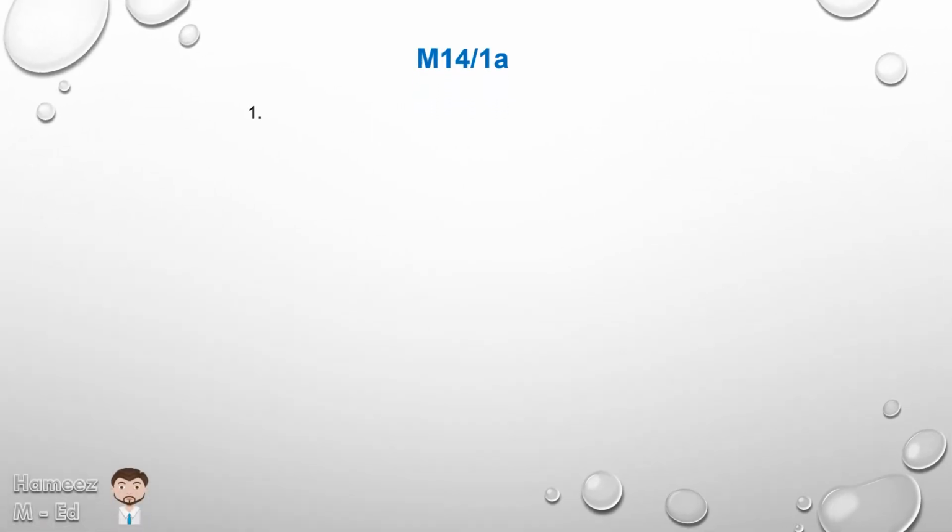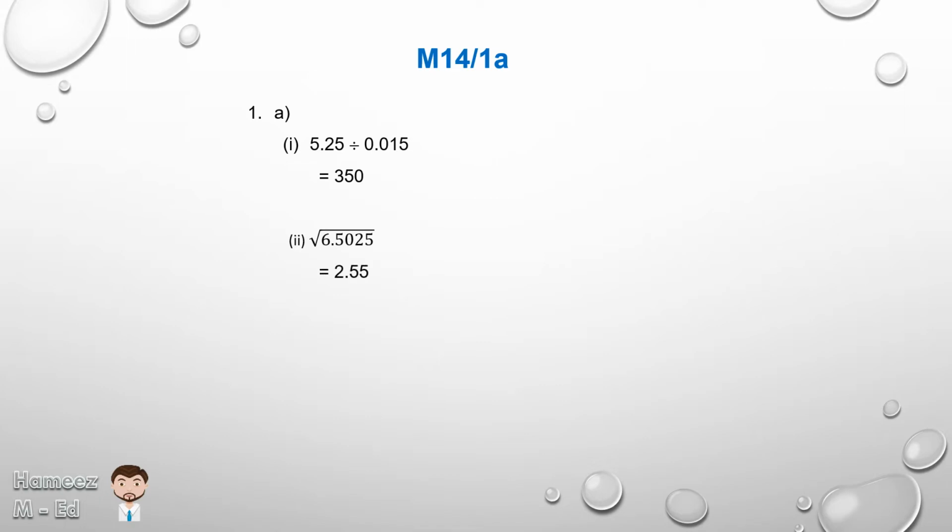2014 number 1A question simply says to find the solution for 5.25 divided by 0.015. We can use our calculators, which are allowed in this paper, and solve, and it gives us 350. In part 2, what's the square root of 6.5025? And using our calculator, we get 2.55.